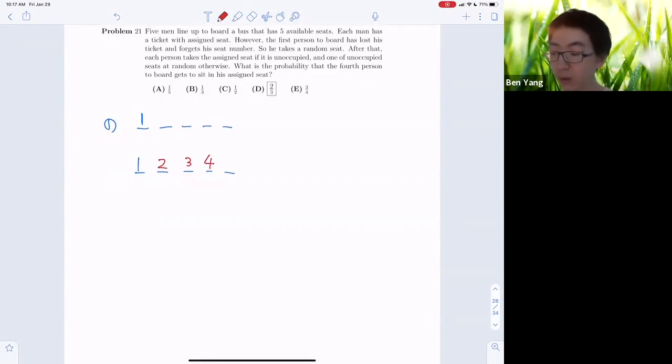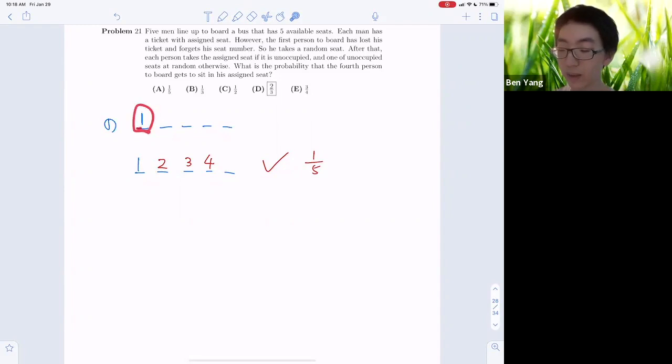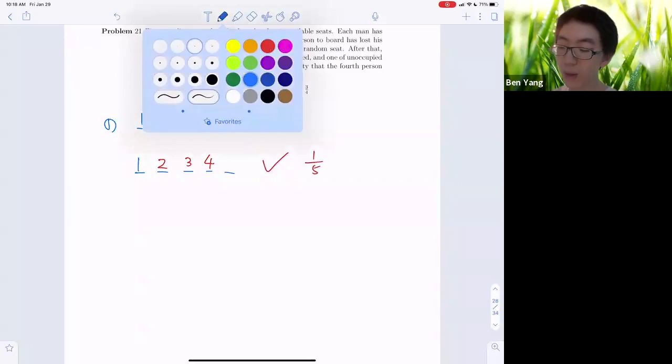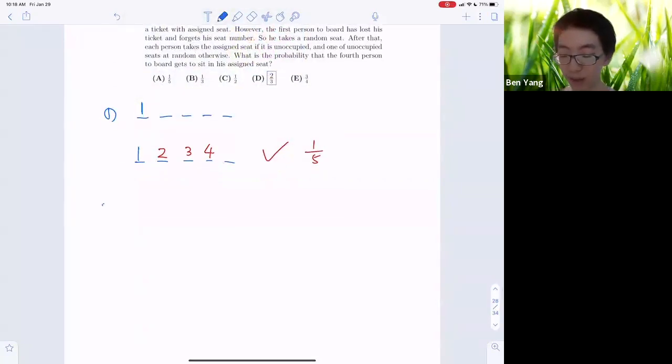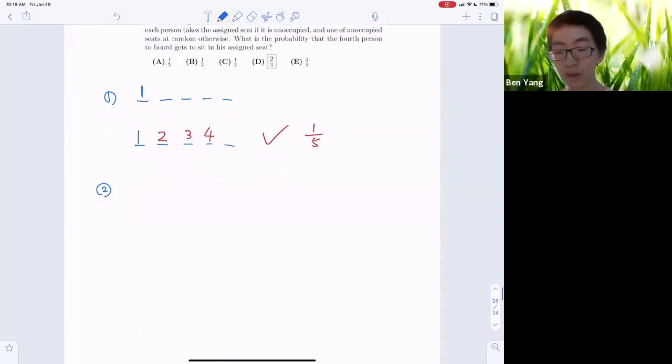All right, so this is what we want, right? The fourth person takes his own assigned seat. So everything's good here. And the probability of that happening is 1/5, because for the first person, the probability that he takes the first seat is 1/5. That's the first case. Second case, let's also look at an easy case there.